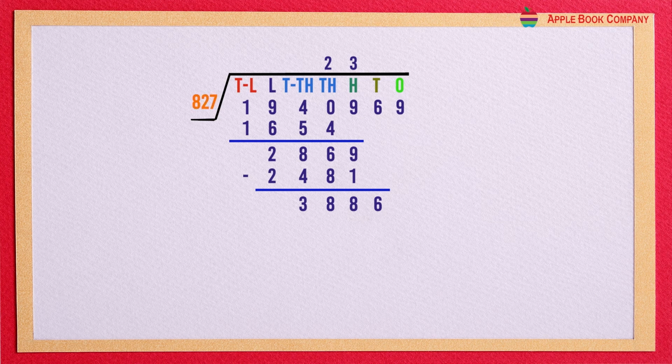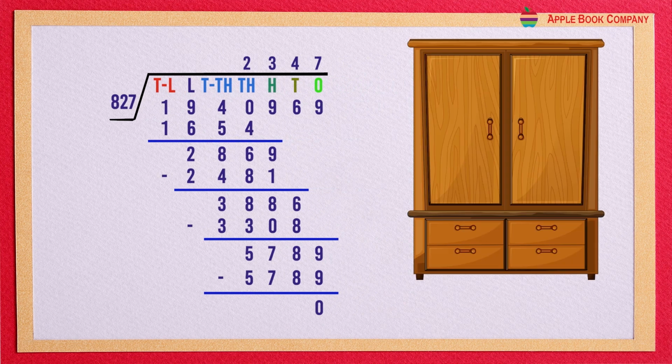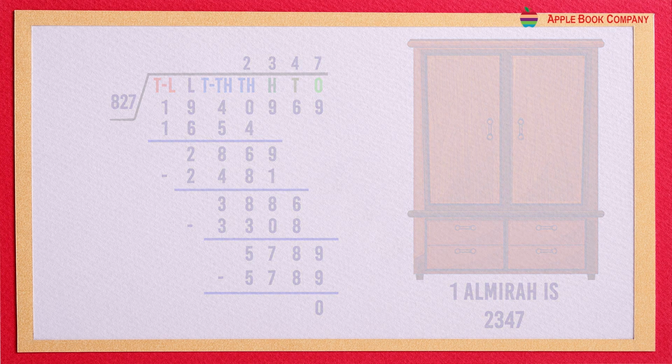So when I multiply 827 into 4, I'm getting 3308. So I will write it here and I'm subtracting the value. I will get 578. I'm bringing down 9. So when I multiply 827 into 7, I'm getting 5789. Which is the same value. So when I subtract that from 5789, I get 0. Here you can see 2347 is the price of one almara.